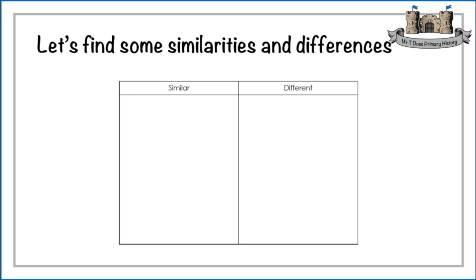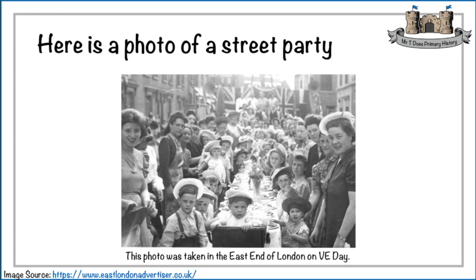Okay, let's get started. Here is a photo of a street party. This photo was taken in the East End of London and it was taken on VE Day. What I want you to do is pause the video here. I want you to look at it and think about all of those things that jump out at you. You can't write down similarities and differences until you've seen all of the sources, but what you can do is make yourself some notes of things that you can see. Pause the video, do that now, and then I'll point some things out to you.